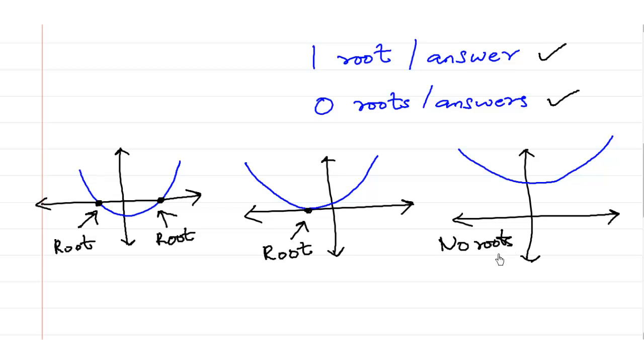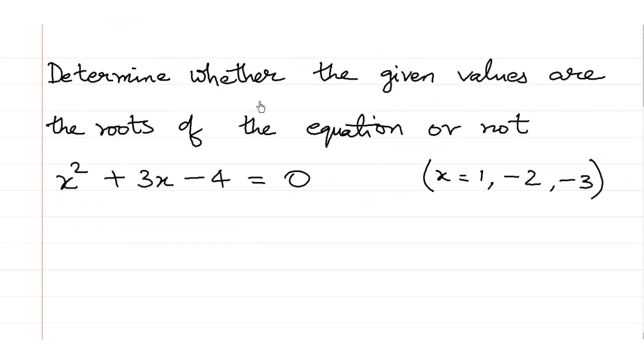So now let's understand how to solve the sums with respect to these problems. Have a look. Determine whether the given values are the roots of the equation or not. As we can see, this is a quadratic equation, x square plus 3x minus 4 is equal to 0. What we need to do is put the values of x as 1, then minus 2 and minus 3, and see whether the LHS and the RHS are equal or not.